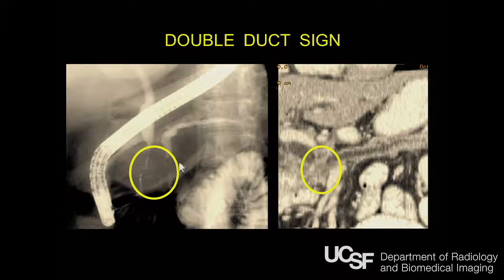On ERCP, very nicely, you can see the double duct sign where the mass is sitting right here, and dilatation of both the pancreatic duct and the bile duct beyond the level of the mass. Correlated very nicely with this coronal planar reformation, you can see the hypodense mass sitting right here, and the two dilated ducts.